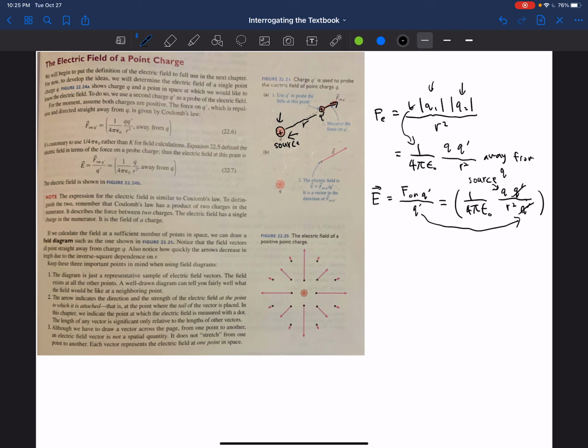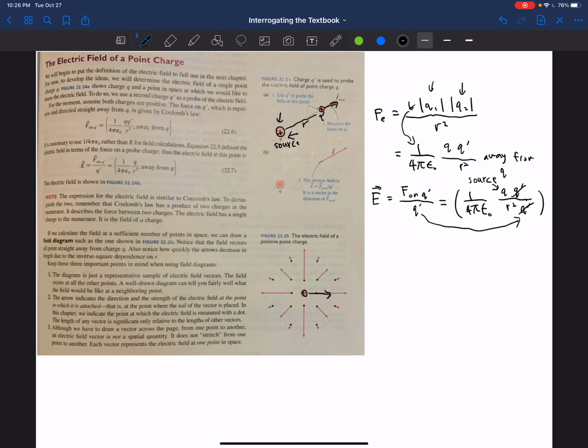If we calculate the field at a sufficient number of points in space, we can draw a field diagram such as the one shown in figure 22.25. Notice that the field vectors all point straight away from charge Q. Also notice how quickly the arrows decrease in length due to the inverse square dependence on r.